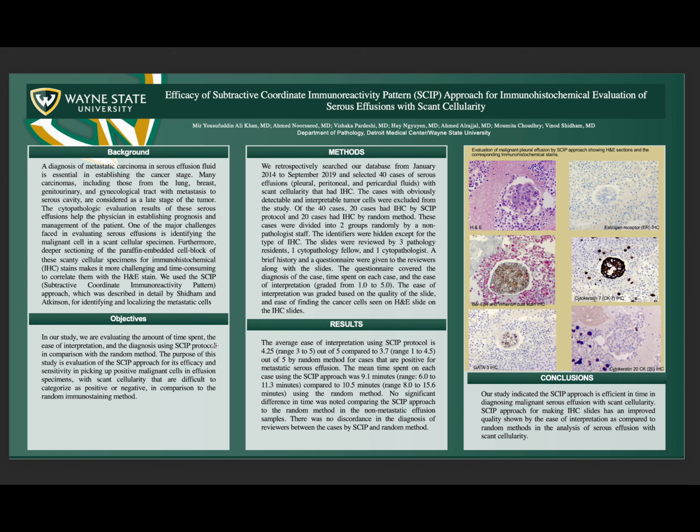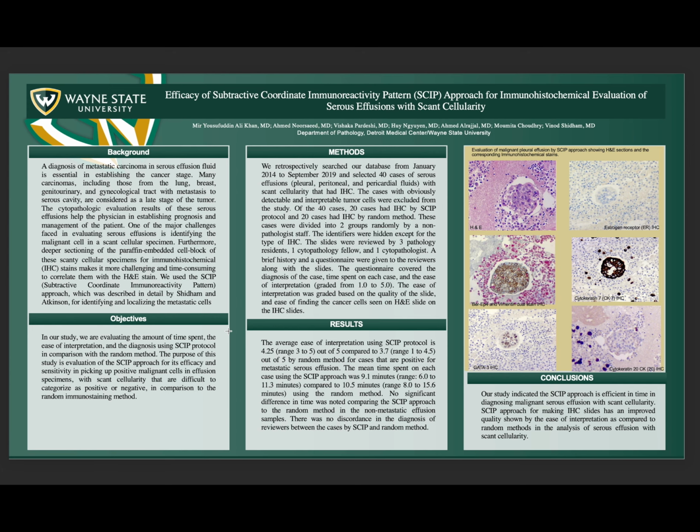So in our study, we are evaluating the amount of time spent, the ease of interpretation, and the diagnosis using the SCIP protocol in comparison with the random method. The purpose of this study is evaluation of the SCIP approach for its efficacy and sensitivity in picking up positive malignant cells in effusion specimens with scant cellularity that are difficult to categorize as positive or negative in comparison to the random immunostaining method. So we retrospectively searched our database from January 2014 to September 2019 and selected 40 cases of serous effusions that included pleural, peritoneal and pericardial effusion fluids with scant cellularity that already had immunohistochemical stains.